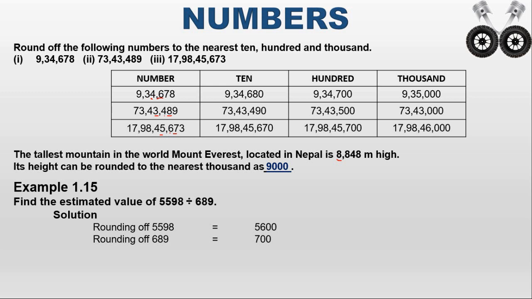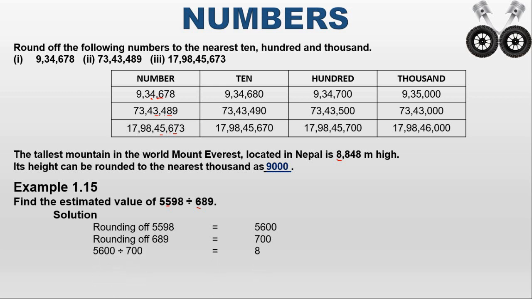Okay, so the ones, tens, hundred. What is the hundred portion? It is 5. Then move on to the right side number. It is 9. 9 is greater than 5. That means you have to add 1 to the 5. It will become 5600. Okay, now 689 is rounded to the nearest 100. So look at the right side number. It is 8. 8 is greater than 5. That means you have to add 1 to the 6. So it will become 700.